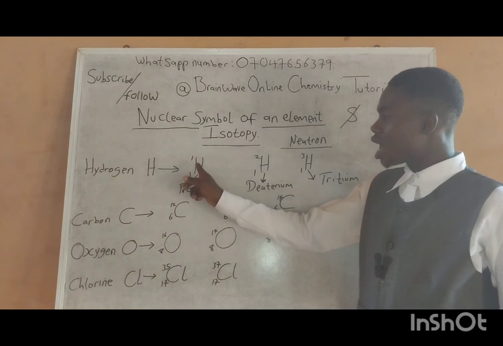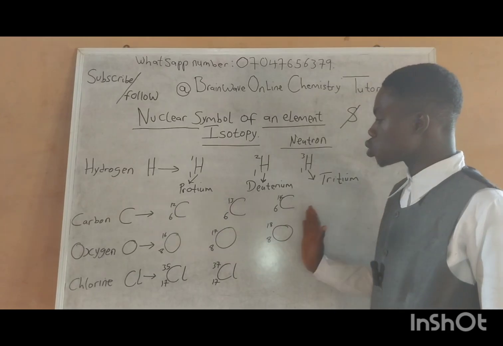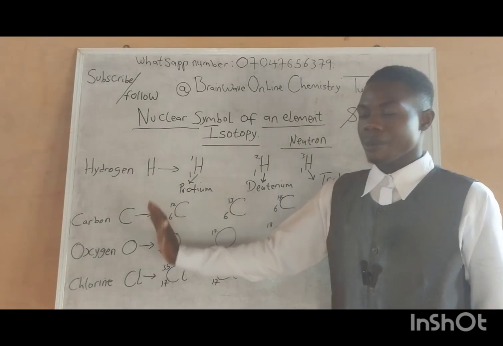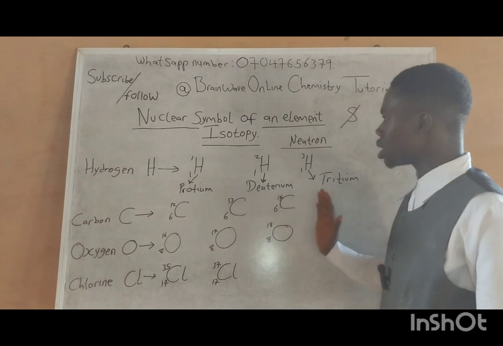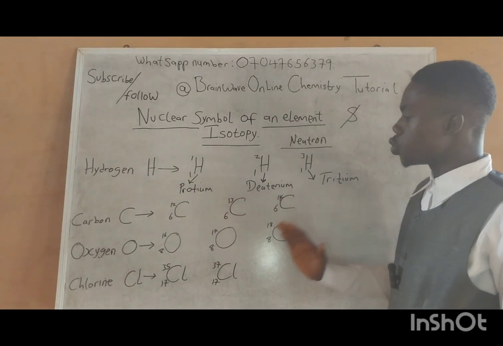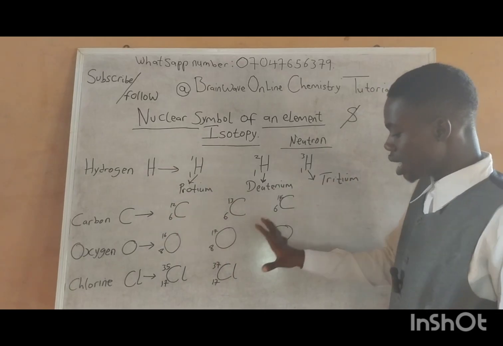The mass number and the atomic number. So these are the ways to represent isotopes of a particular element. And these are some of the elements that exhibit isotopy, and these are their isotopes. So please, we should take note of all these that I've just brought out right now.